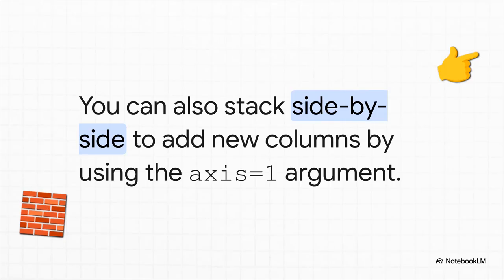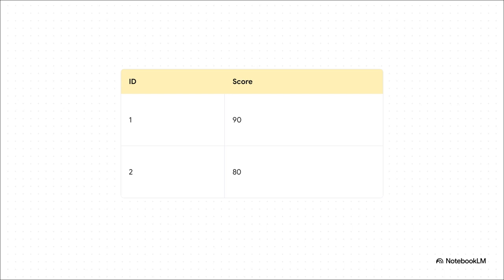But wait, there's more. Concat isn't just for stacking rows. You can also use it to stick data frames together side by side, adding new columns. The secret sauce here is that little argument, axis=1. See, by default, concat works along axis=0, the rows. But when you tell it axis=1, you're saying, hey, stack these along the columns instead. This is awesome for when you have different pieces of information about the same things, and you just want to put them all in one place.